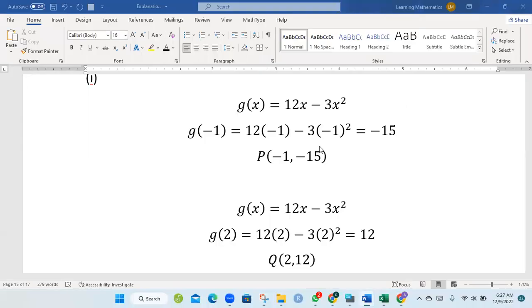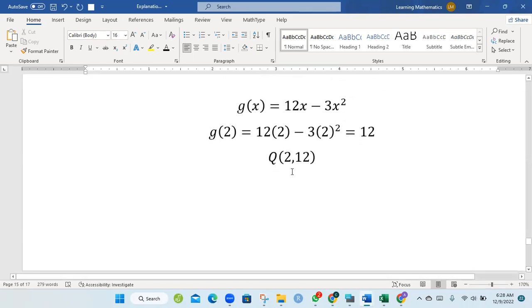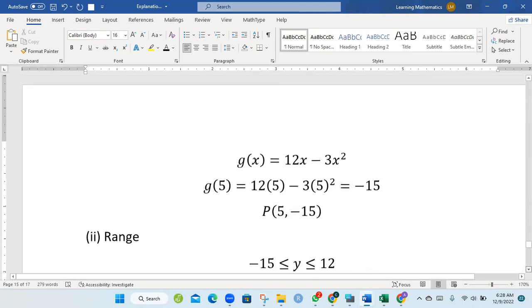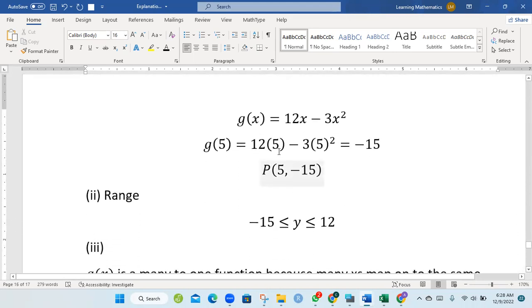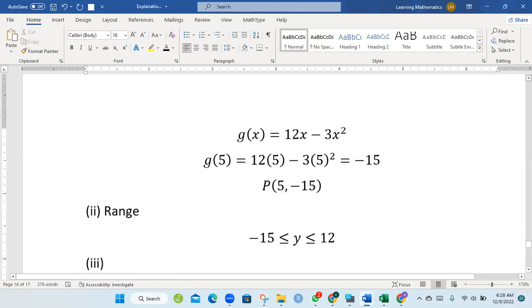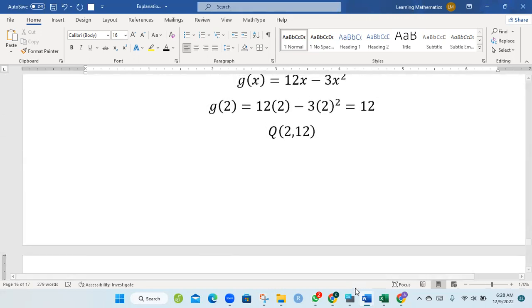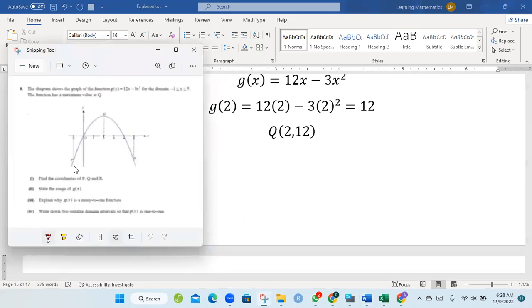So first we completed the coordinates of p by substituting -1 into the function to find the y coordinate. We get -15. We completed the coordinates of q by substituting the x coordinate 2 into the function to get the y coordinate 12. And we completed the coordinates of p by substituting the x coordinate 5 into the function to get the y coordinate of -15. And the range is the y values stretching from the minimum value, which is -15, here it is, and the maximum value, which is 12, here it is. From -15 down here to 12, that's the range of the function.